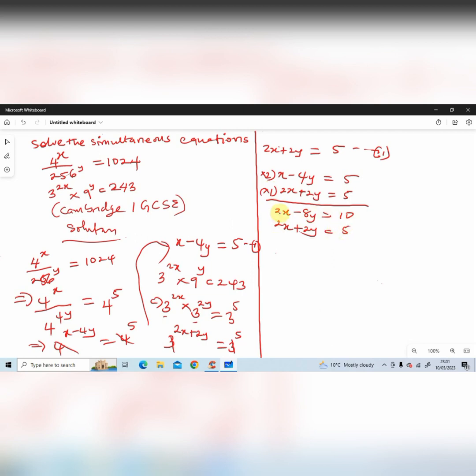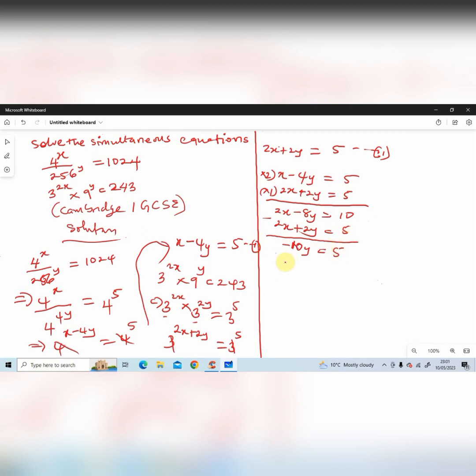Okay, so you can see I have 2x here and 2x here. So I'm going to put a minus sign to eliminate. That's the elimination method, and put my line again. So I'm going to subtract this first equation from the second equation. So 2x minus 2x, that will give me 0. Minus 8y minus 2y, that will be minus 10y. Because minus is plus. We're going to write minus 10y is equal to 10 minus 5. That will give me 5.